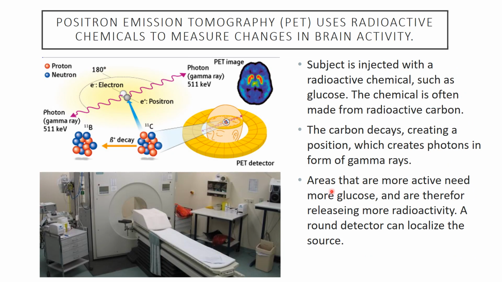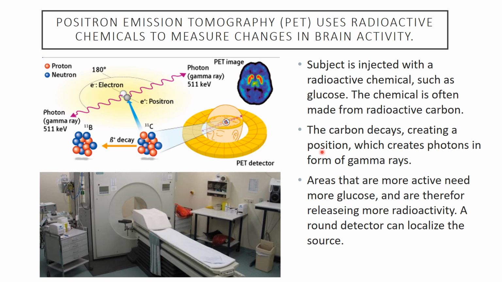We can observe changes in brain activity using a variety of methods. We've learned about some of them, such as calcium imaging, fMRI, or in vivo electrophysiological recordings. Another method is using positron emission tomography, or PET. This uses radioactivity. You have radioactive chemicals to measure changes in brain activity. A subject is injected with a radioactive chemical such as glucose. So this glucose is loaded with carbons. The chemical that's often used to make the radioactivity is radioactive carbon.